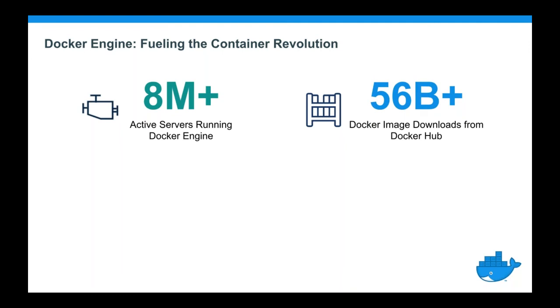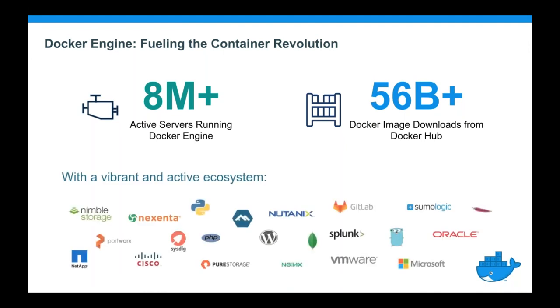We also know that we've seen over 56 billion image pulls from Docker Hub, which goes to show the scale and growth of people using either Docker engine or a Docker product and the popularity of containers overall. And a big piece of that is also the vibrant and active ecosystem that is supporting containers. All the major vendors, different ISVs, different hardware solution providers, and partners in the ecosystem who are building container images and plugins and tools that really are helping to proliferate Docker Engine everywhere.